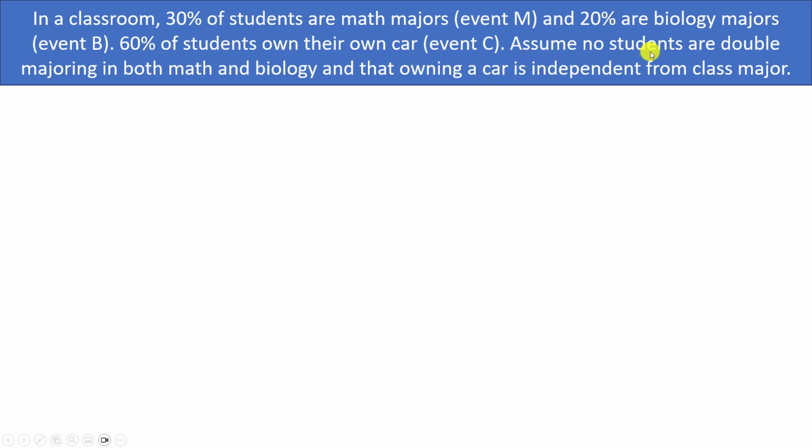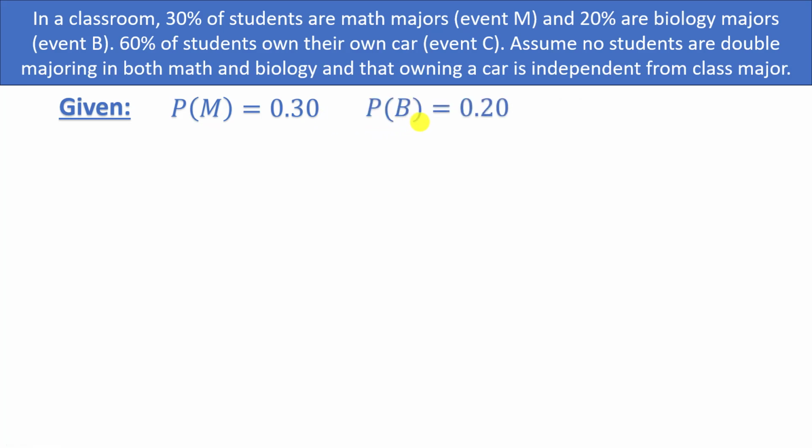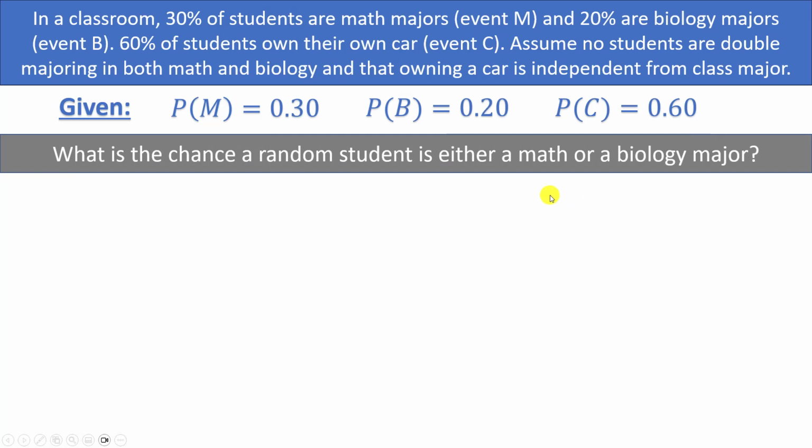Assume that no students are double majoring in both math and biology, and that owning a car is independent from class major. Let's write down the given information. The probability that someone is a math major is 30%, and the probability that someone is a biology major is 20%. The probability someone owns their own car is 60%. What is the chance a random student is either a math or biology major?